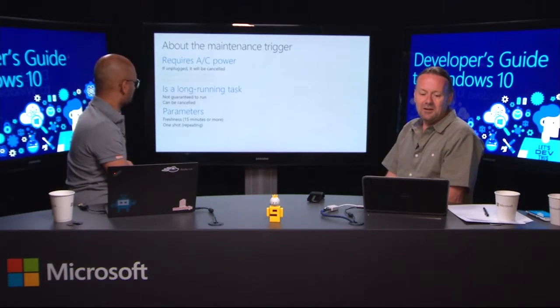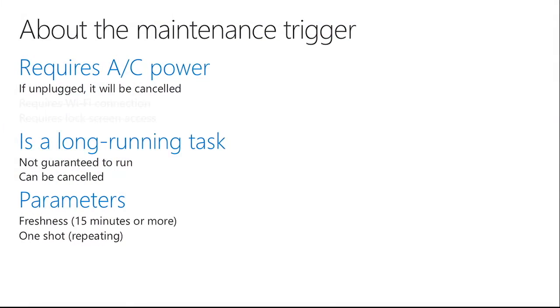The maintenance trigger is interesting. So this one is when you are on AC power, so you're on charge, you've got your device plugged in, be that a phone or a laptop or a tablet. But while you're plugged in, if you unplug it, it will cancel that task. While you're plugged in, this is an opportunity for running something long running in the background. So it's an opportunity to do some sort of heavy lifting work. That's an interesting one. Clues in the name, the maintenance trigger.